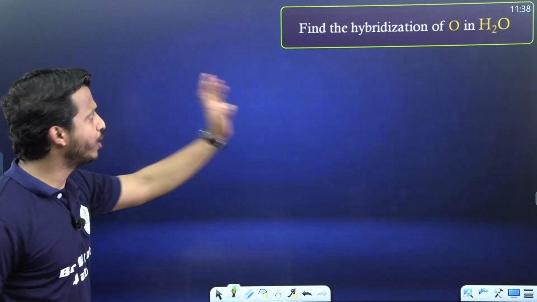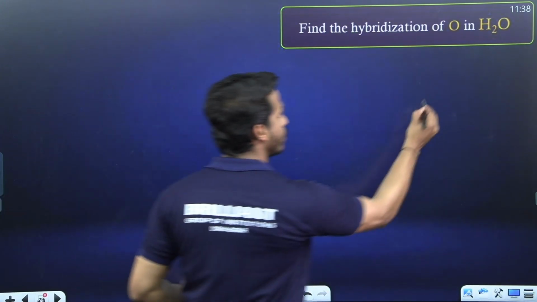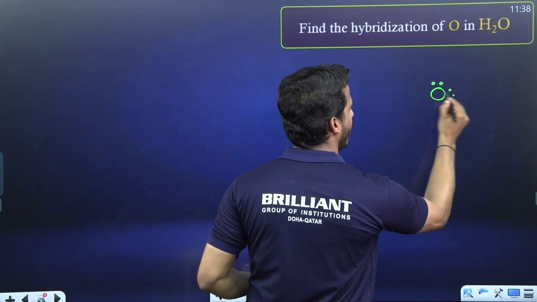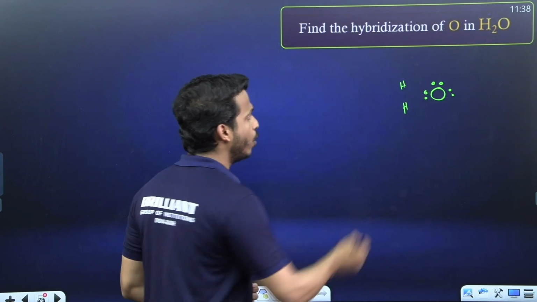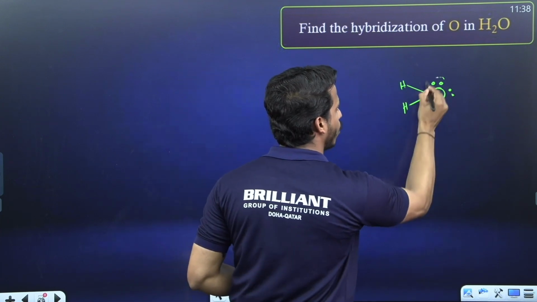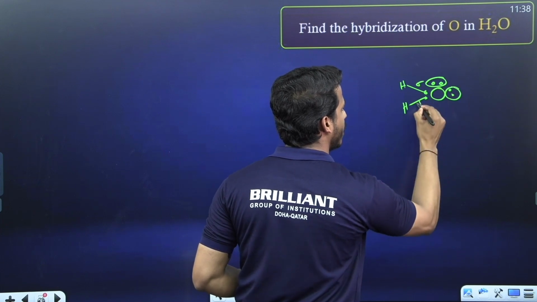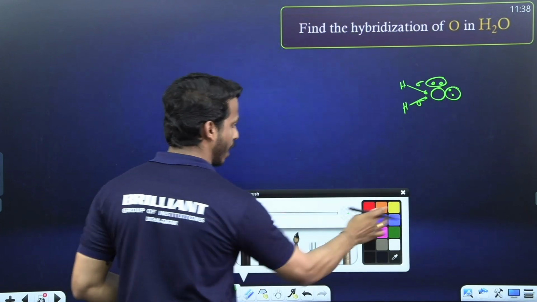Now, what about H2O, oxygen? Oxygen, you know, valence electron is what? 6 valence electrons surrounded by 2 hydrogen atoms. You know, each hydrogen needs 1 electron. So total there are 2 sigma bonds and 2 lone pairs. Okay, let's start.